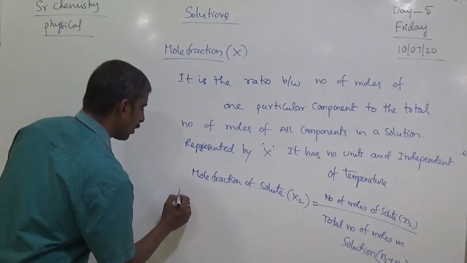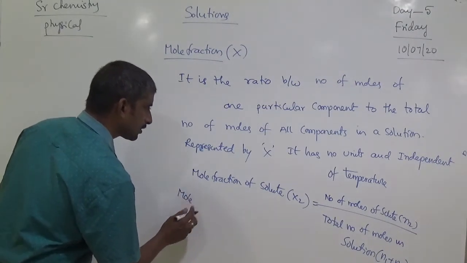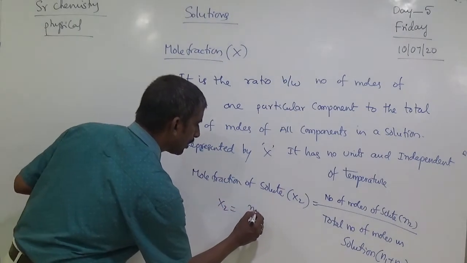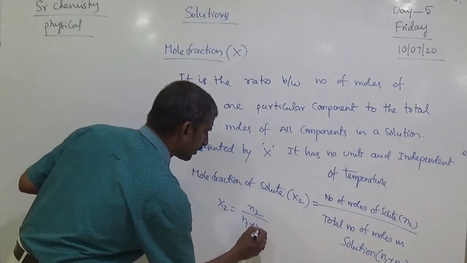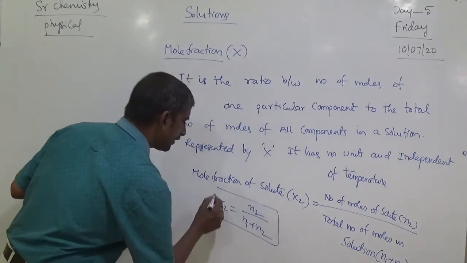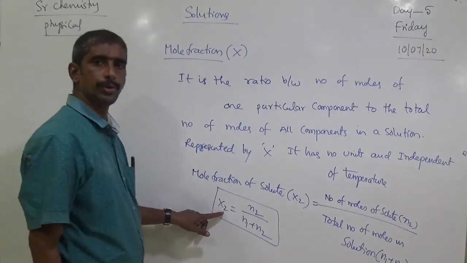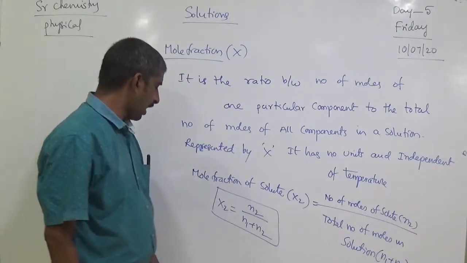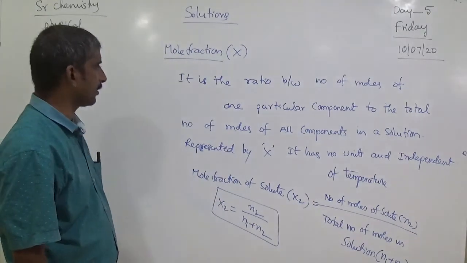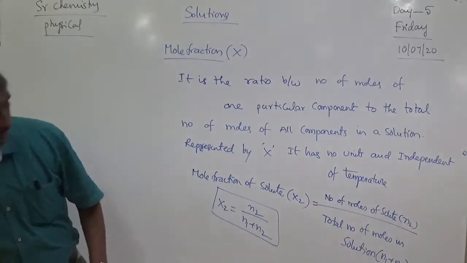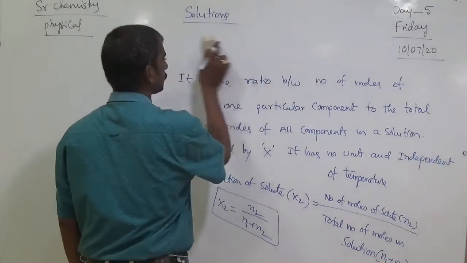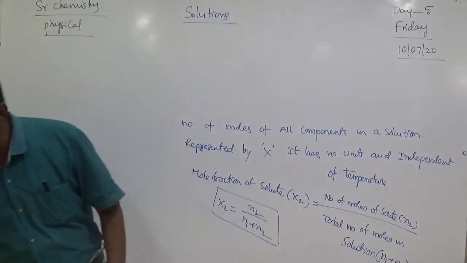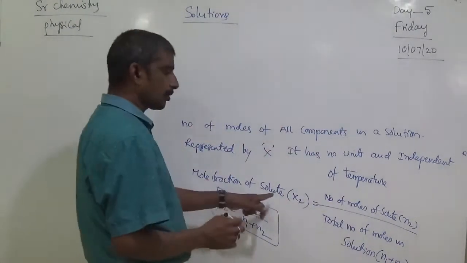Next, the mole fraction of solute is x2 equals N2 by N1 plus N2. That is the mole fraction of solute. Okay, next I will write the mole fraction of solvent. The second one is the mole fraction of solvent; the mole fraction of solute is completed.